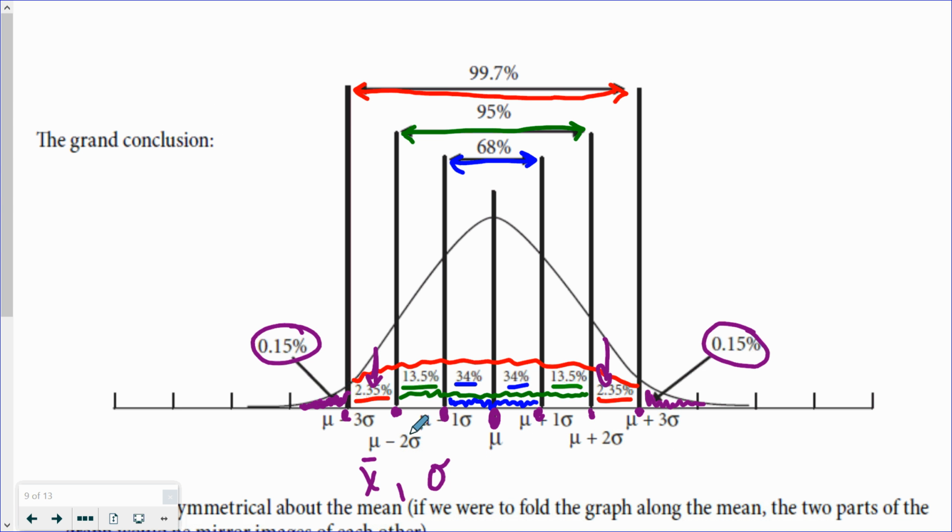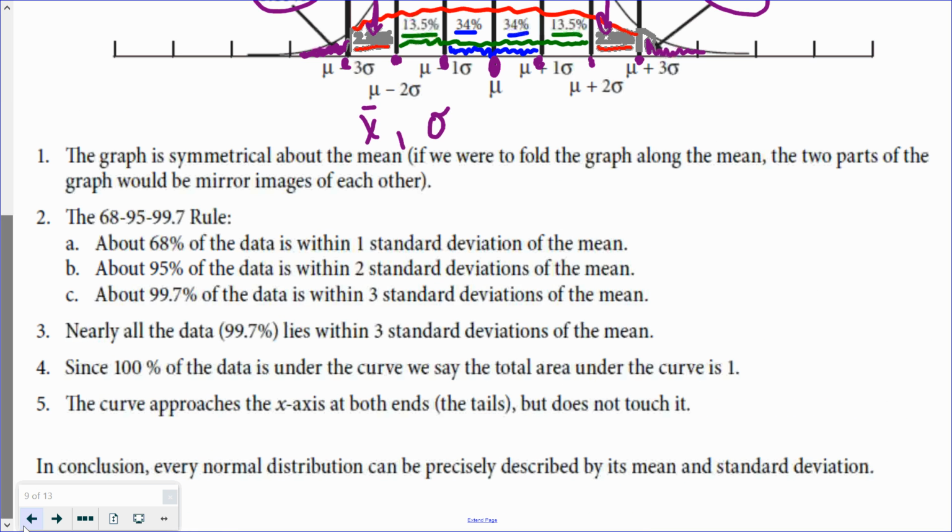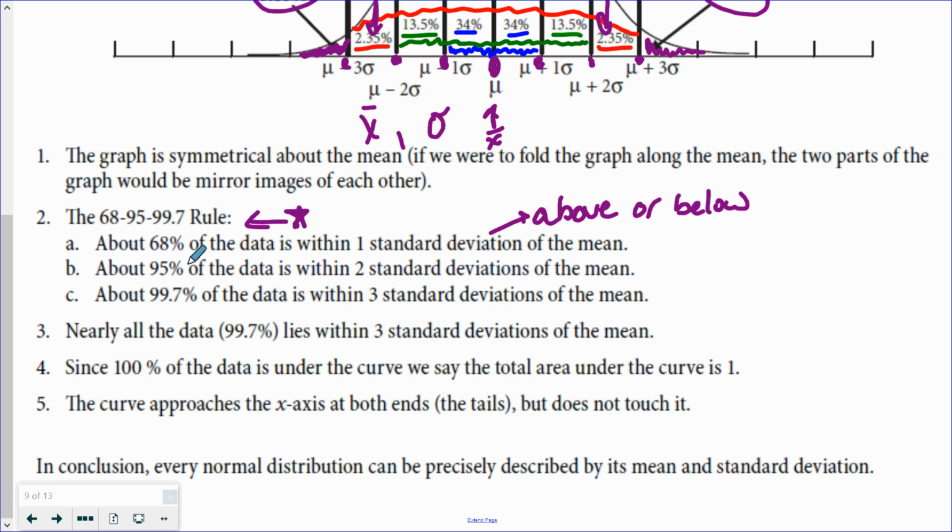So again, this chart is super important. I guess there's more below here. It says the graph would be symmetrical about the mean, meaning if we folded it over at the mean here, so that's the mean there, the 2 parts of the graph would be mirror images of one another. And then this 68, 95, 99.7 rule is important. So 68 is within 1 standard deviation. Again, that's above or below the mean. 95 within 2 above or below, and then 99.7 within 3 above or below.